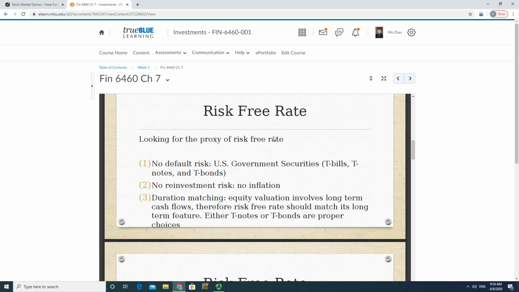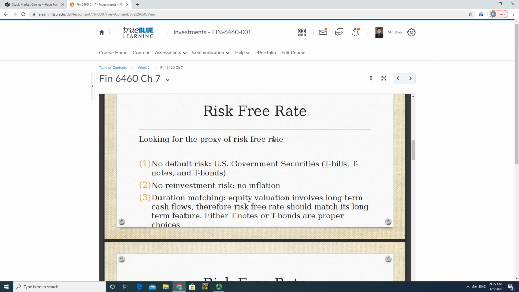Here are candidates for a good proxy for the risk-free rate: U.S. government securities, T-bills, T-notes, and T-bonds. Why is that? Because we assume that U.S. government securities carry no default risk, right? So U.S. Treasury securities are a good proxy for risk-free rates.